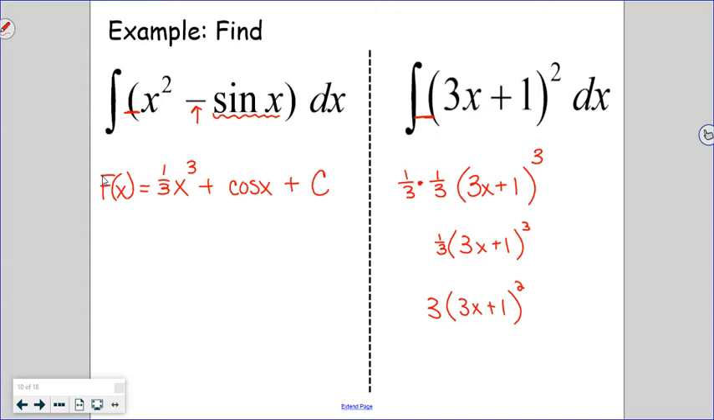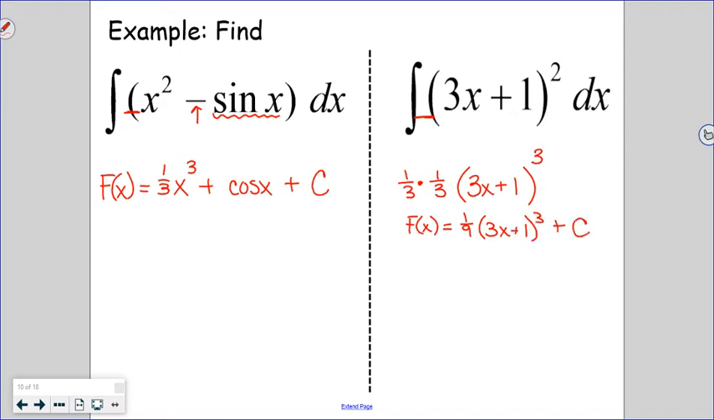Okay, that's where chain rule gets really tough. So ultimately this would be 1/9 times 3x plus 1 cubed plus any constant.